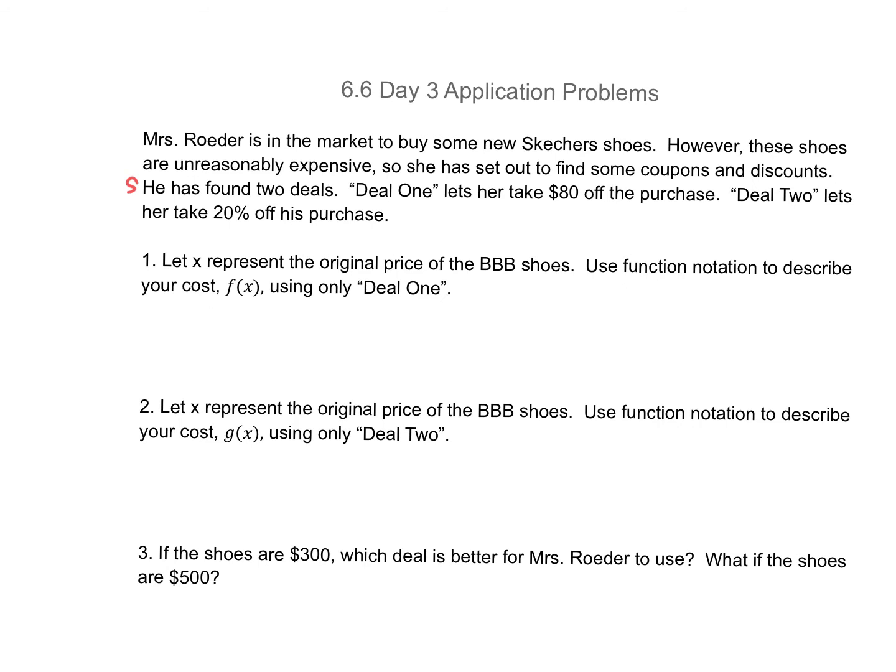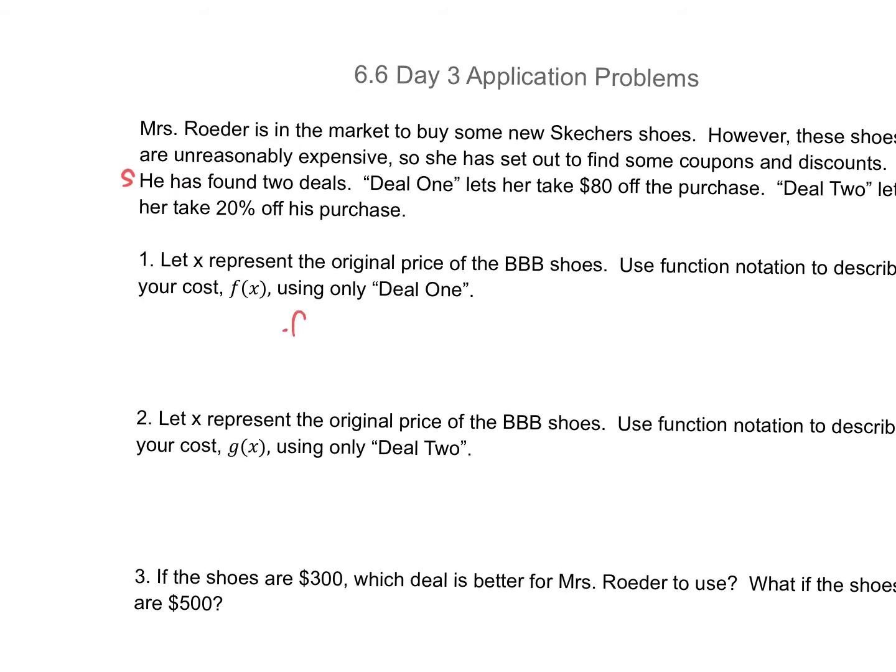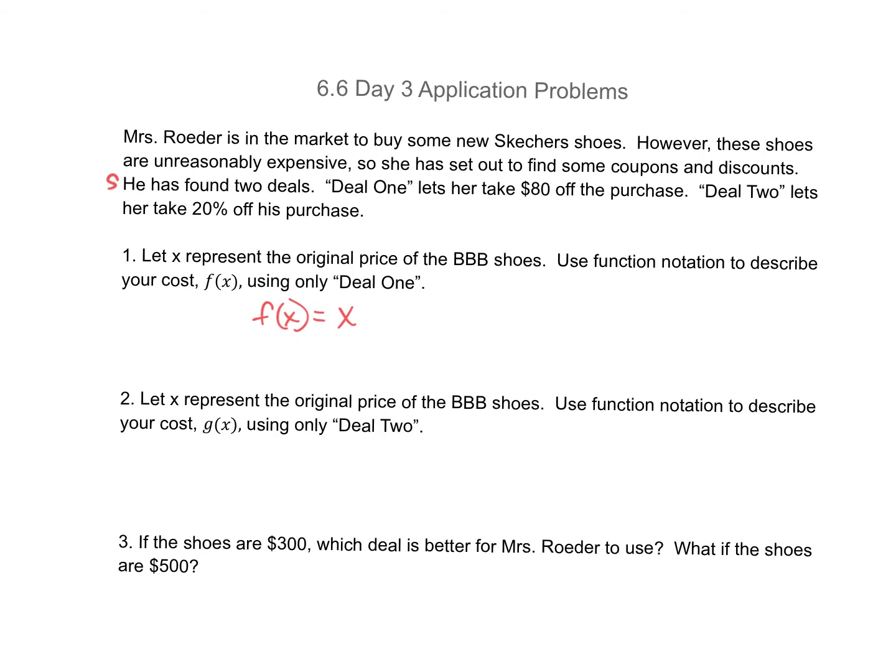Number 1 says, let X represent the original price of the shoes. Use function notation to describe your cost, F of X, using only deal 1. So you're going to have F of X. That's where you start. Deal 1 is take $80 off the purchase. So how would you write that? Well, that would be X, which is the price of the shoes, minus $80. That's all they want you to do.